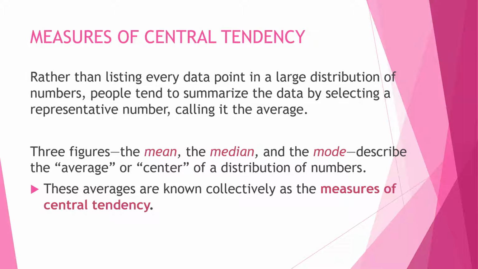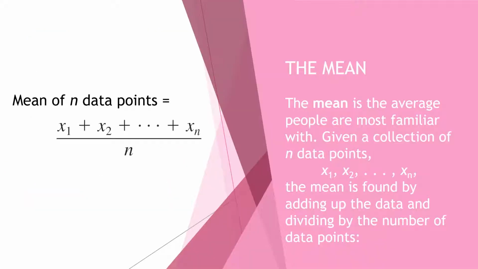And these three averages are known collectively as measures of central tendency because they describe the center of the distribution of numbers, or the center of the data set. Alright, so we're going to go through each one individually. First one we're going to talk about is the mean. The mean is the average that most people are familiar with, and this is most of the time what people are going to use to describe the center of their data set. But there are situations where you'll see people use the median or the mode.